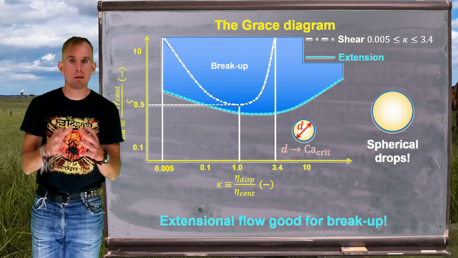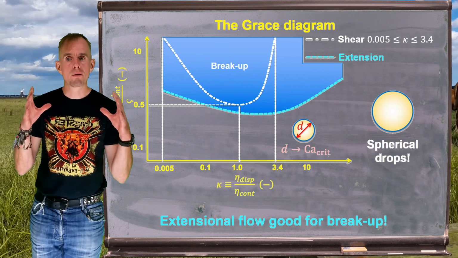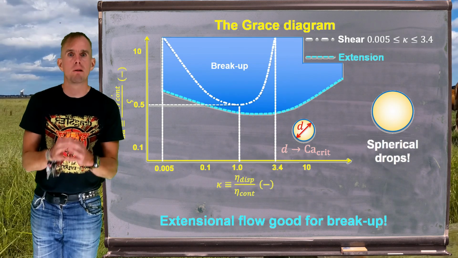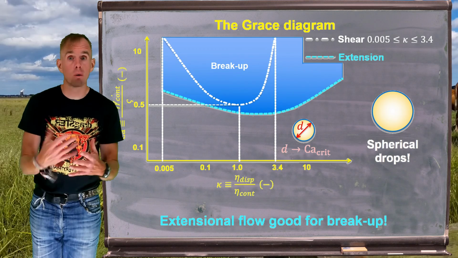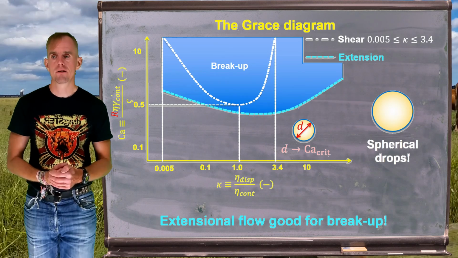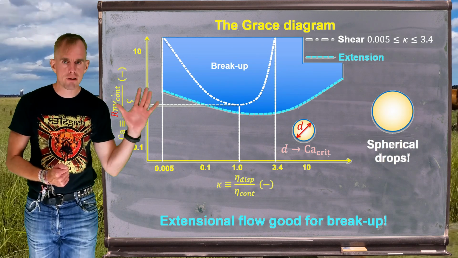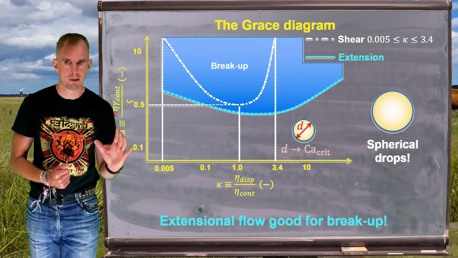And so we can think of that logic to say that if a droplet does break up, we can work out the size of the droplets that are formed, that no longer break up, the stable droplet size. So, extensional flows are good for breaking up droplets. Now, the Grace diagram pertains to spherical droplets.